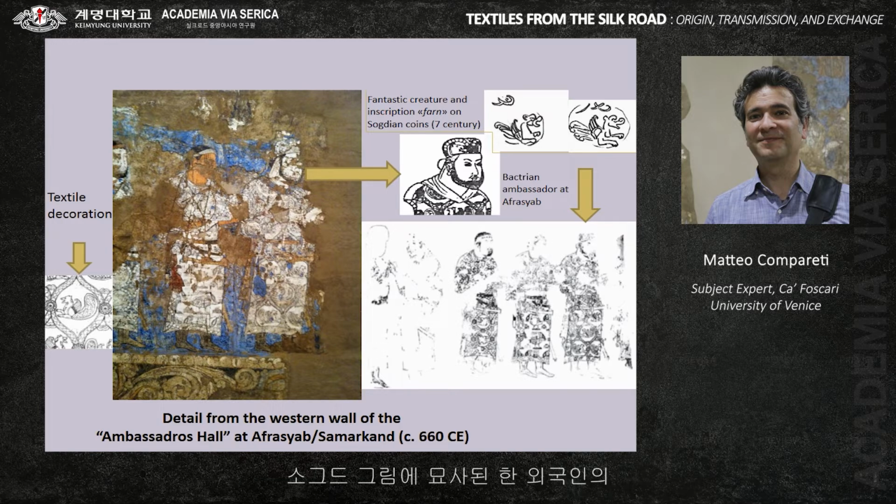And in this Sogdian painting, there is a representation of a foreigner, probably coming from somewhere in between Persia and Sogdiana, which is practically modern Afghanistan. And this is exactly where we should look for the place of origin of this kind of creature. What is interesting also in this representation of this creature on Sogdian coins is that we have an inscription, and the inscription is telling us what is this creature.